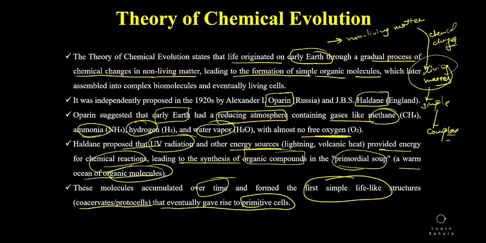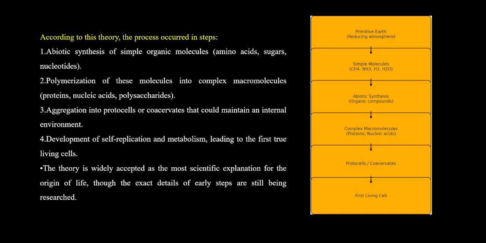So, according to Oparin and Haldane, life originates from non-living matter by a gradual process of chemical changes. Firstly, simple organic molecules were formed from non-living matter, and later these were assembled into complex biomolecules. According to this theory, the process occurred in the following steps.